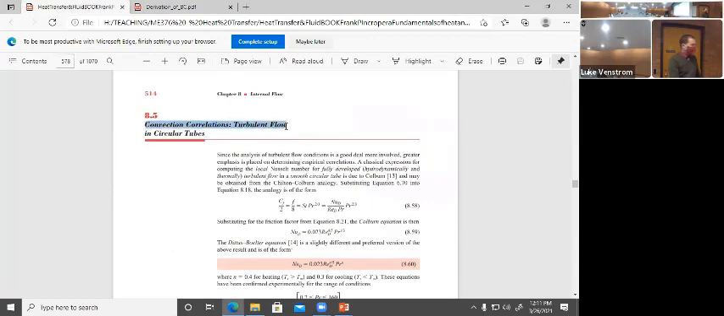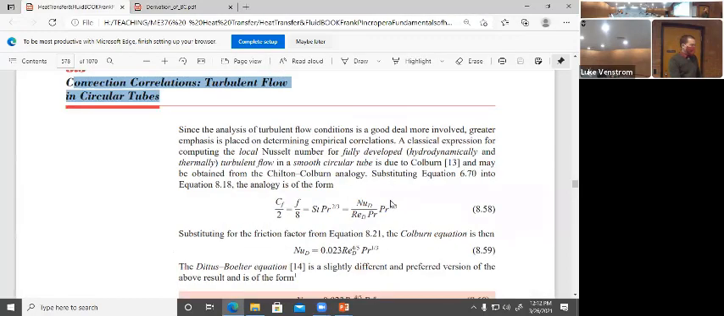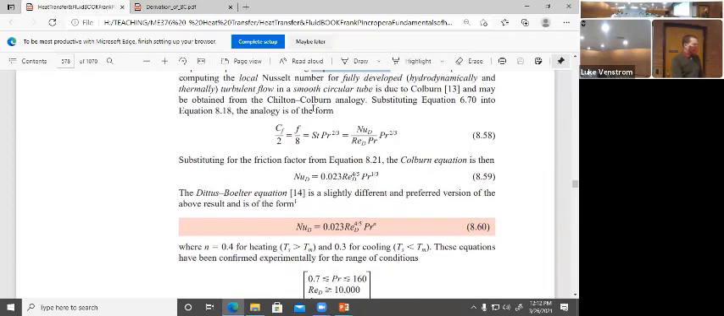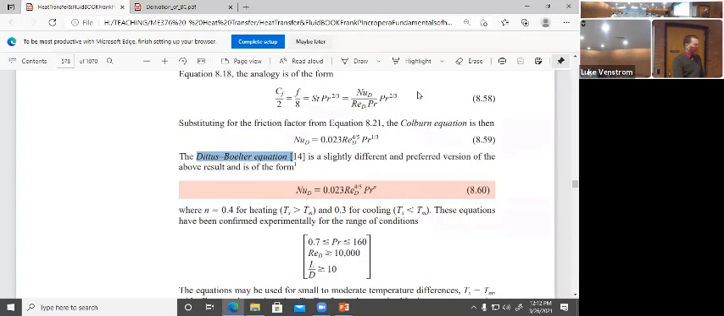Here, convection correlations, turbulent flow in circular tubes. Sounds like us, right? That's what we have here. We have turbulent flow in a circular tube. So if you start looking, okay, it says turbulent flow is really complex, so we just have empirical correlations, and there's this classical correlation based off of the Chilton-Colburn analogy, which gets us to the Dittus-Boelter equation. So you get down here, you don't have to understand any of that to know that this is what I'm after.